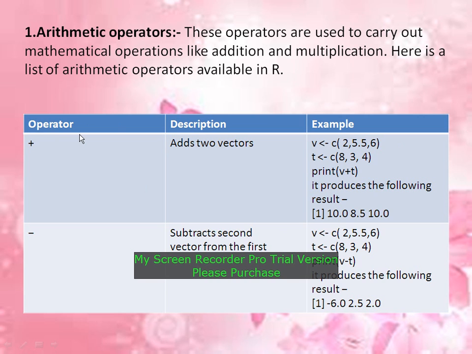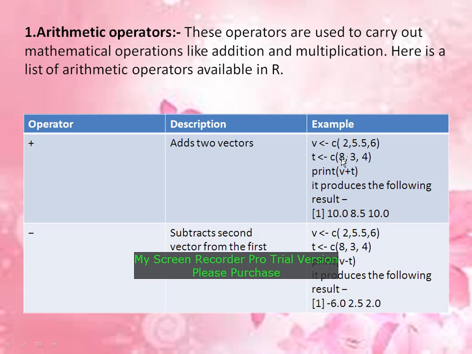The operator plus is used for addition of two vectors, or any variables. You can consider either individual values or vectors. Individual values means single variables; vectors means an array of values. See the example. V is a vector with the values 2, 5.5, 6, and T is another vector with the values 8, 3, and 4. When we print the addition of these two vectors, V plus T, it should produce the following result.